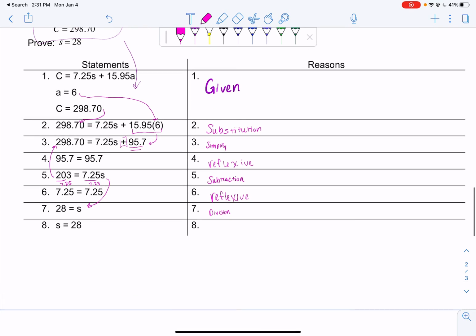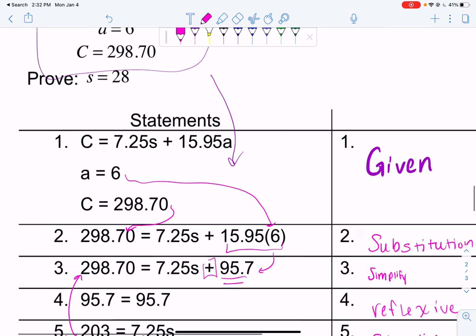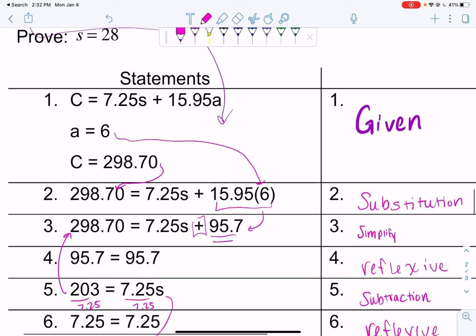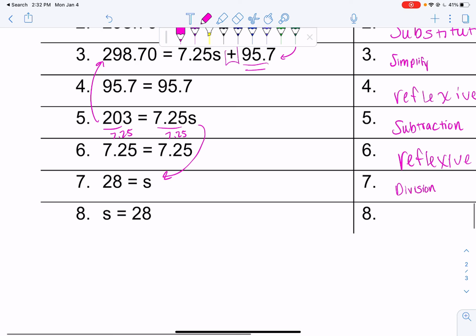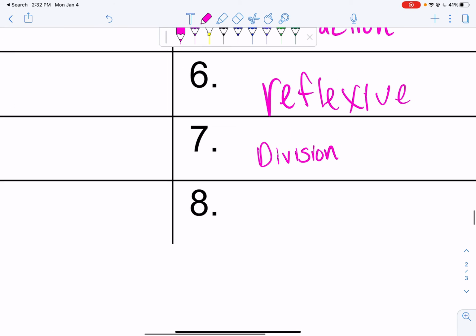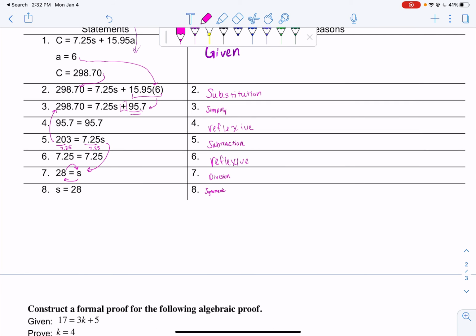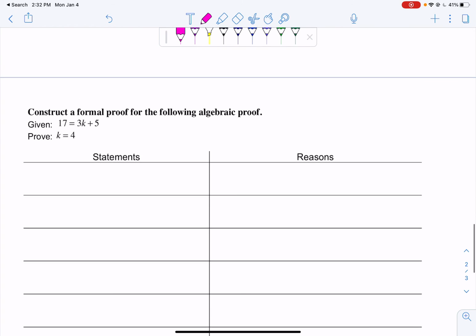But if you look, I didn't want to prove 28 was equal to s. I wanted to prove s was equal to 28. So now that I'm doing a flip, I would say symmetric property for reason number 8. And that's it. Now let's do this proof together.